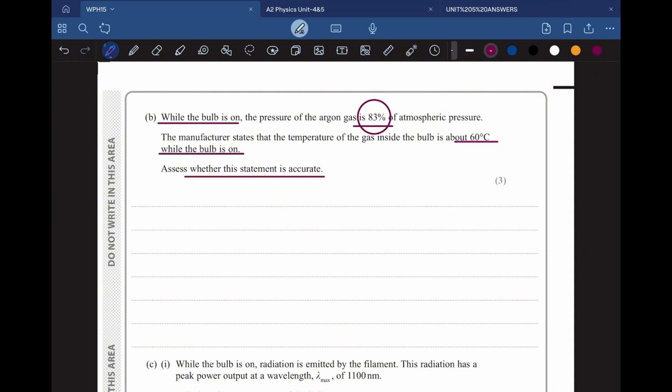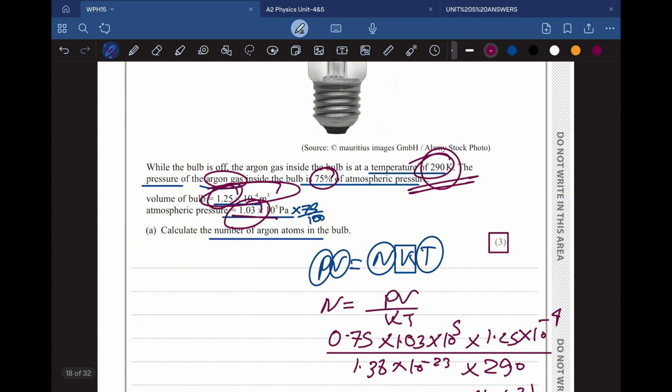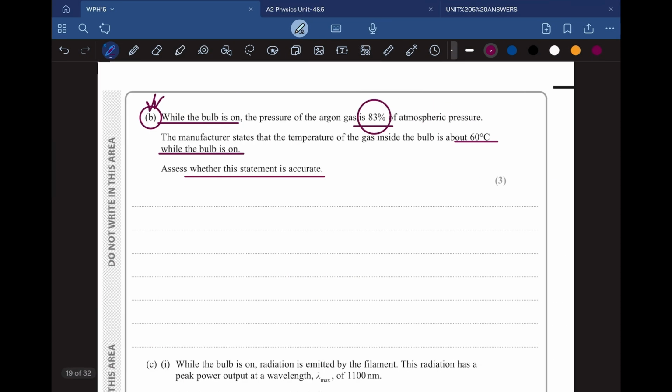Now whenever you are given a question in B part or C part, always relate this question to the previous part of the question, which was this part. Here, to figure out whether this statement is accurate, the statement says something about the temperature. Now the only formula that relates pressure and temperature is PV equals NkT, right? And we know that pressure is directly proportional to temperature.